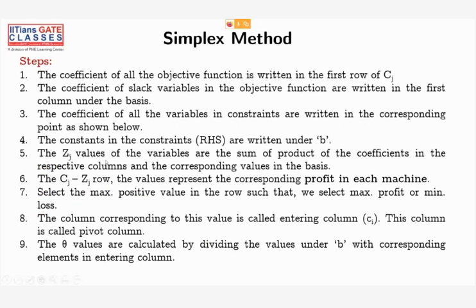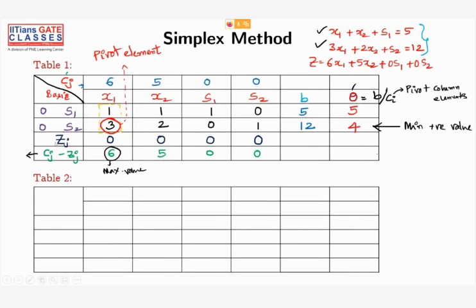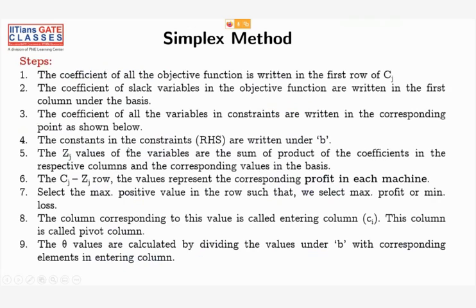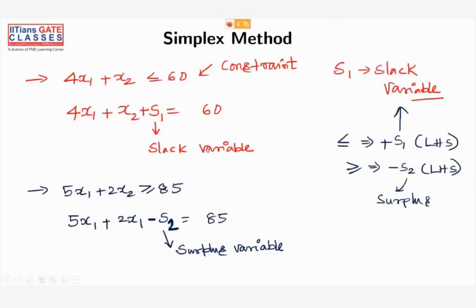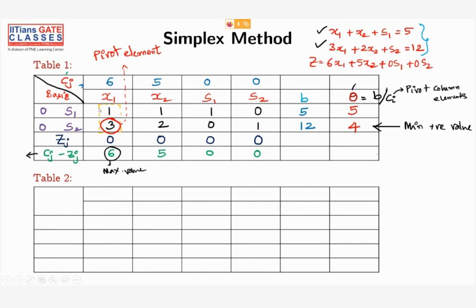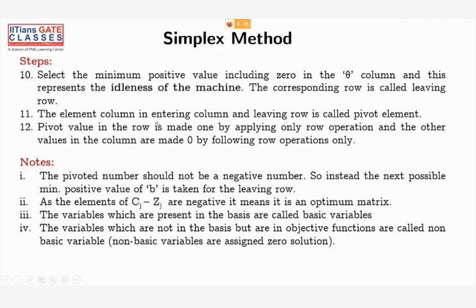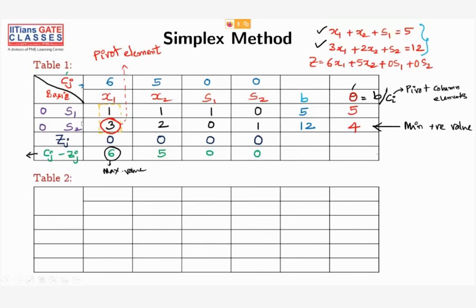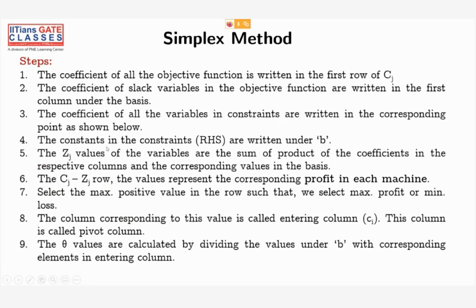Now the Zj values. Zj values are the sum of the product of the coefficients in the respective columns and the corresponding values in the basis. So this into this plus this into this, here this into this plus this into this will give you this one. Like that you have filled the Zj values. Now the next step is the Cj minus Zj row.